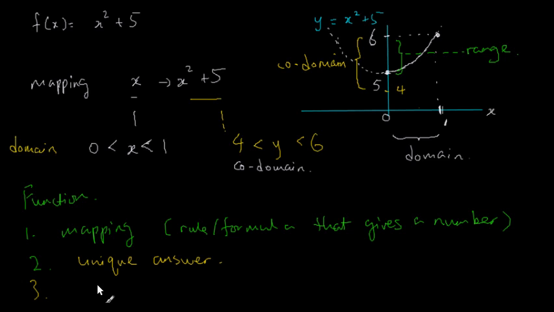So this is another feature. The range lies inside the codomain.